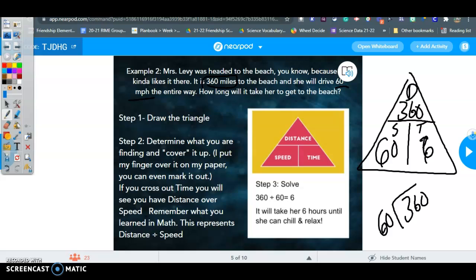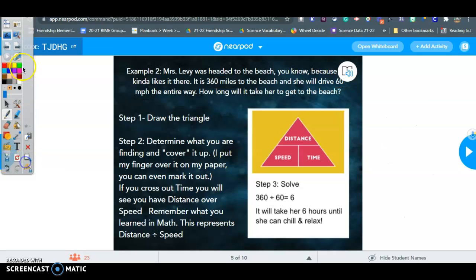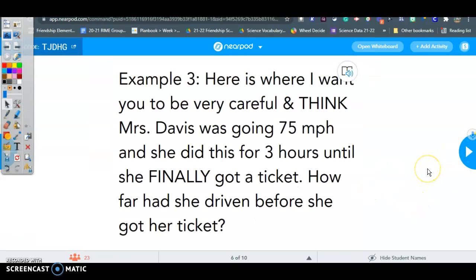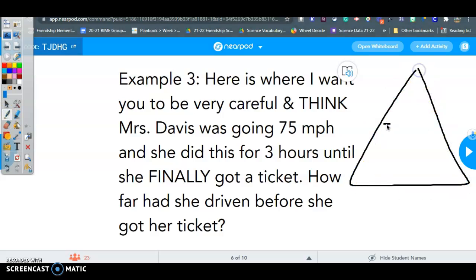The only one that gives people any issues whatsoever, except for people that don't put the numbers in the right spot, which is a huge mistake but it happens, is a question like this. You draw your triangle. Step 1, you label it. Step 2, you determine what you're trying to figure out.